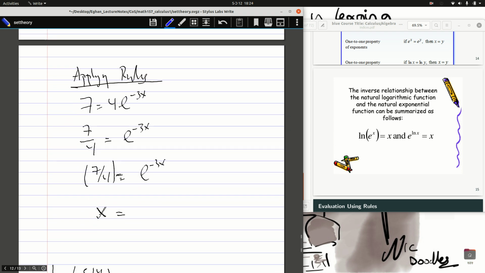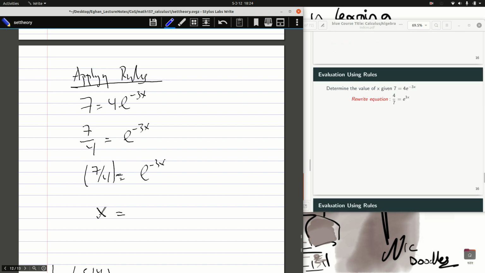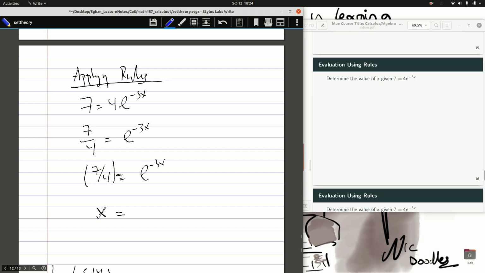Now let's apply the rules. I'll go through the first example. We want to find x. In maths, we're always finding x. We want to find x given this equation. The first thing everyone will do is to divide through by the 4, and that is what I have here.